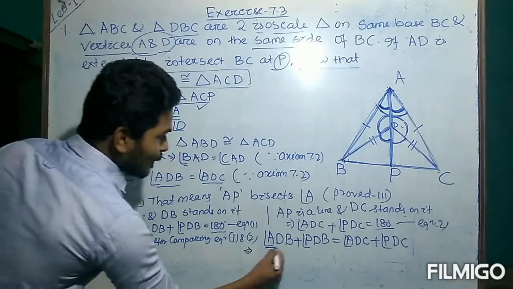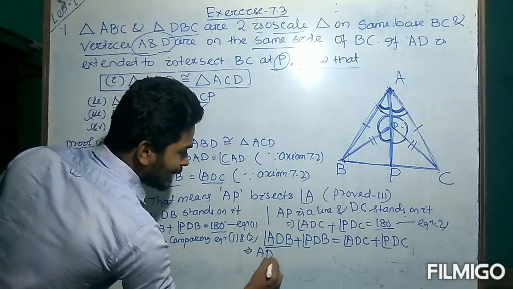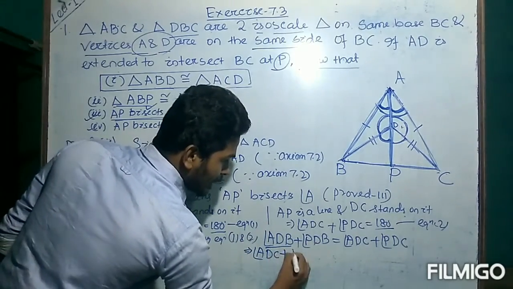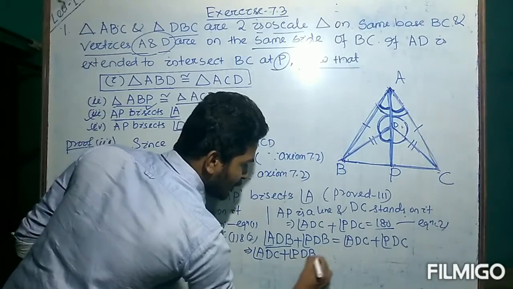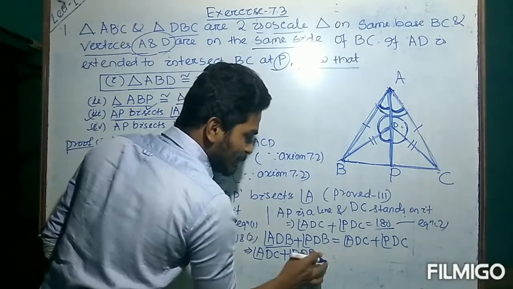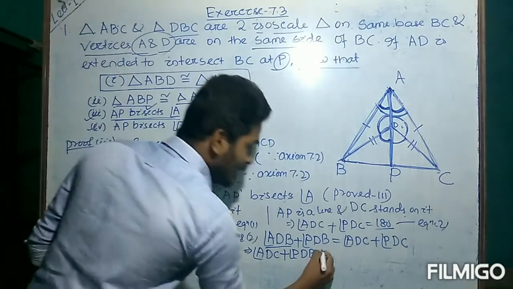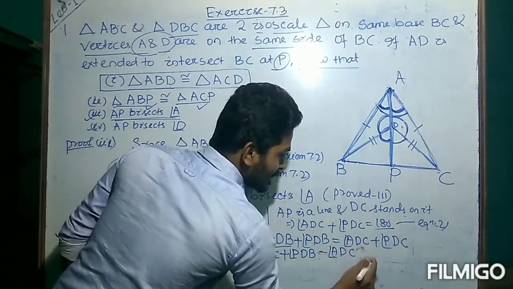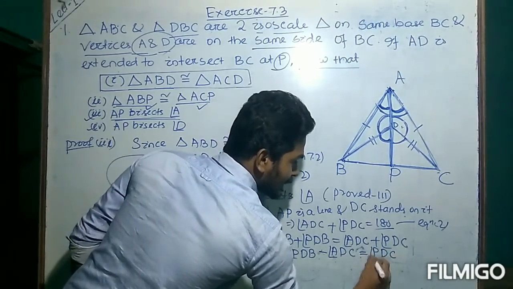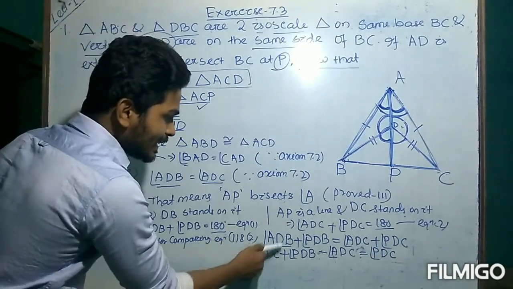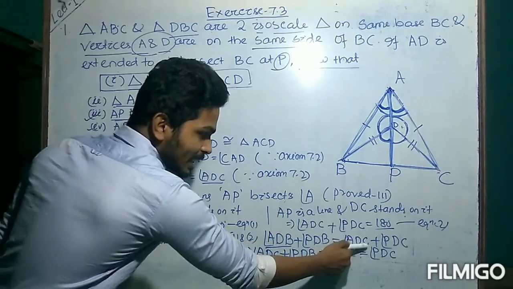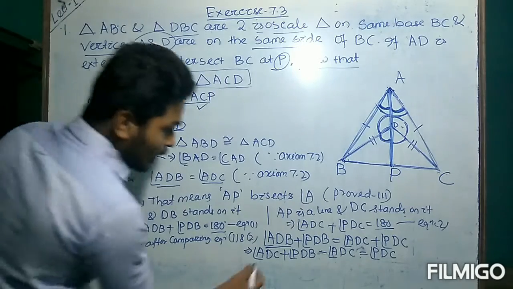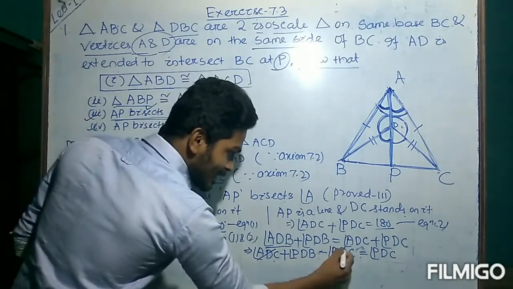So we can write in the place of ADB, we can substitute ADC. In the place of ADB, we have substituted ADC plus PDB. Carefully look at it. Now this ADC must be taken to the left hand side, so that it will be minus ADC, plus, is equal to PDC. Here we have substituted ADC in the place of ADB, PDB. Then this ADC comes to the left hand side, it will be minus ADC is equal to PDC remaining. Now this and this portion are equal, so they can be cancelled out.